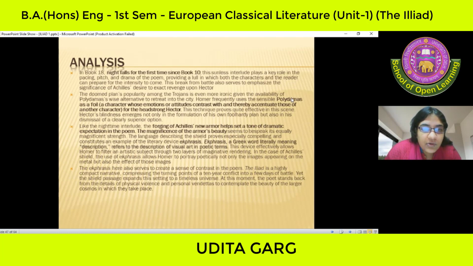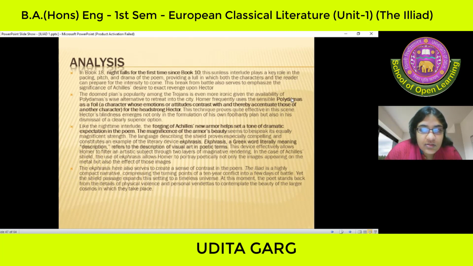The doomed plan's popularity among the Trojans is even more ironic given the availability of Polydamas's wise alternative to retreat into the city, right? So Hector at this point is not listening to the advice of Polydamas, right? And we know that at this point of time, it is Hector's death that is predicted. So this is ironical, right? That he is being advised, he does not take his advice, and then he also incurs huge losses to the Trojans, including the death of Hector.